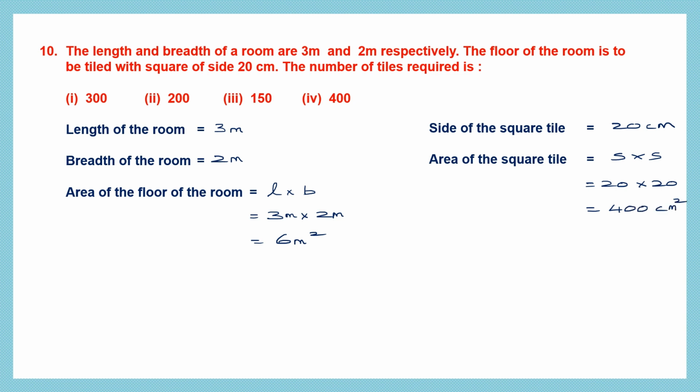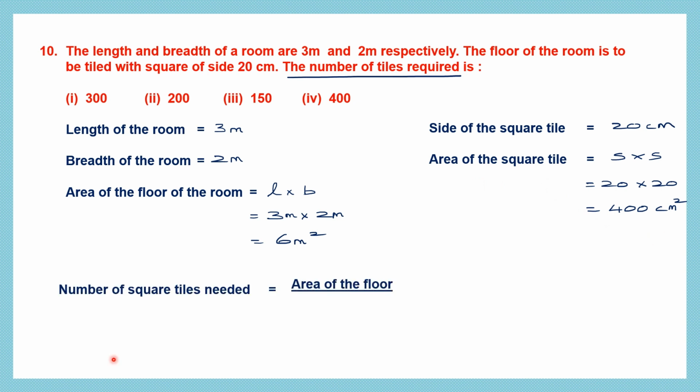Now we have to find the number of tiles required. We have found the area of the floor of the room. We have found the area of the square tile. Now to find the number of tiles, the formula will be area of the floor by area of one tile. And look at the area of the floor here. It is 6 meters square, whereas the area of the square tile is 400 centimeters square.